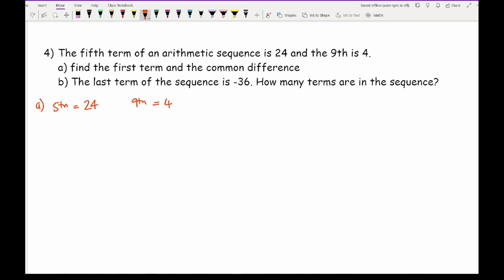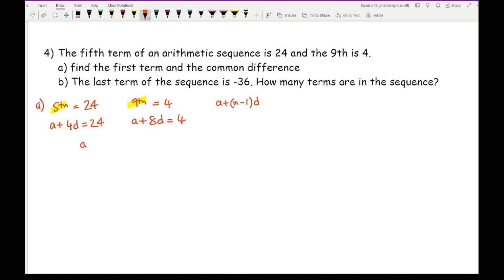So in terms of the fifth term, what is that? Well, that's going to be a plus 4d equals 24, and the ninth term is going to be a plus 8d equals 4. And how have I got that? Well, I've just used the nth term formula and swapped in these two numbers, which are my n values. So from this, what you should be able to spot is we've got a simultaneous equation.